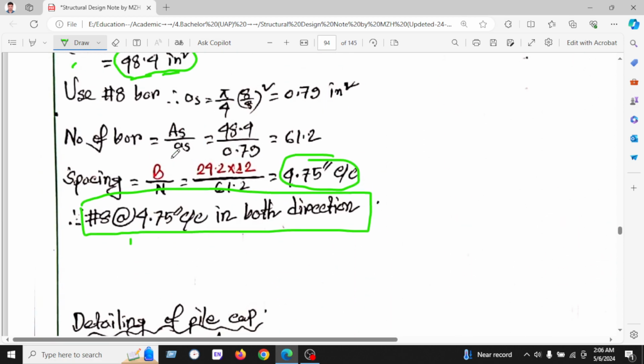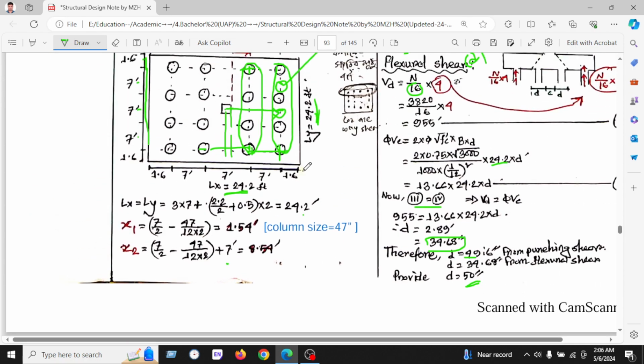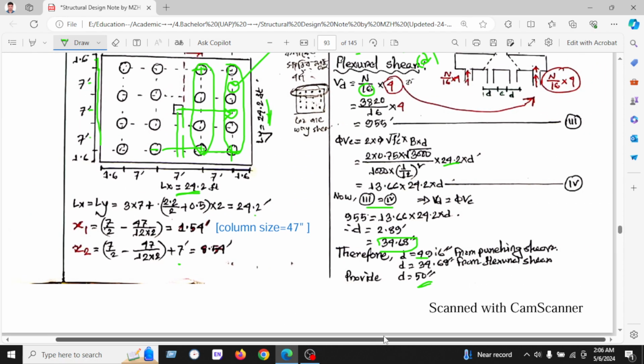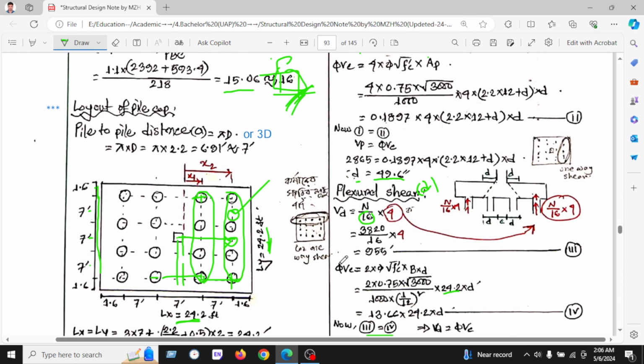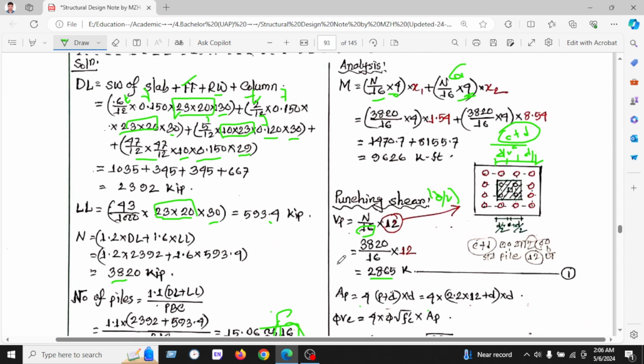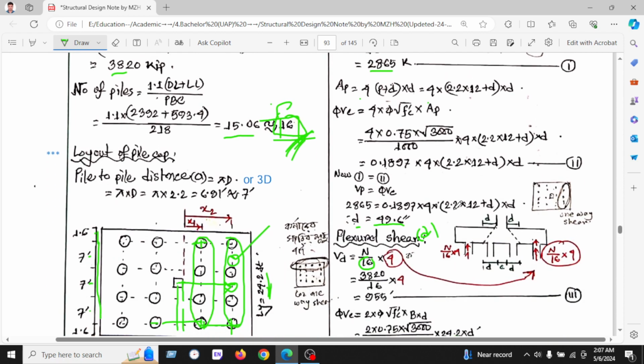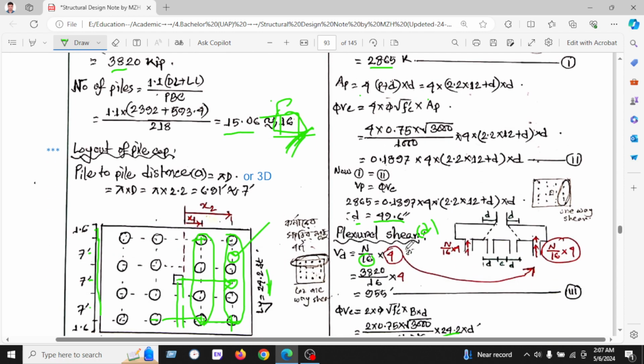I hope you all enjoyed this lecture, and you will find something useful. Before I leave, I want to say one thing: punching shear occurs at D by 2 distance, and flexural shear occurs only at distance D.